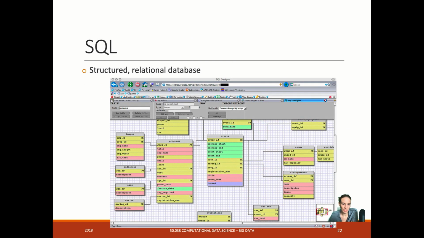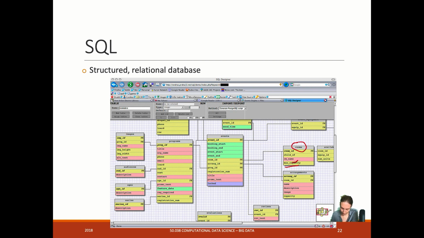SQL is a relational database. It usually consists of a number of tables that are related to each other and connected through IDs or keys. For instance, let's have a look at the example we have in front of us. We have, let's say, a room. A room has a maximum capacity and a name. Here we go, a name.